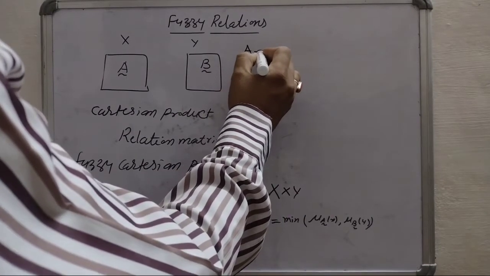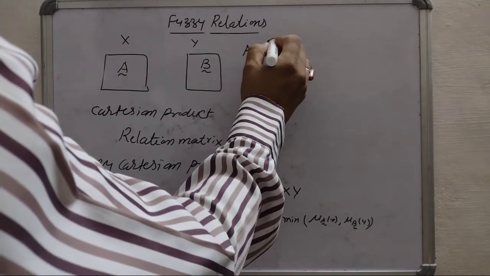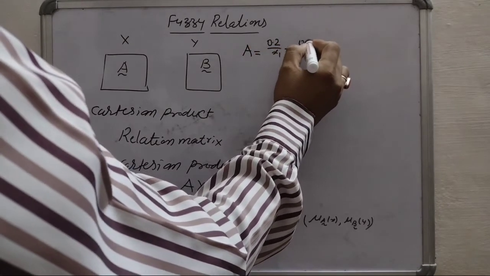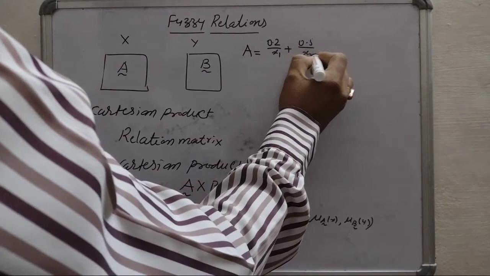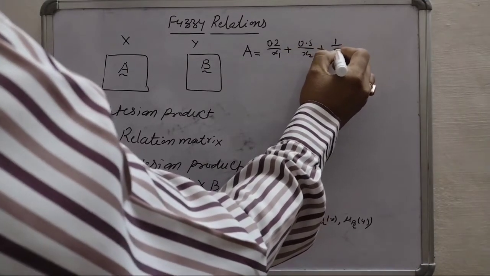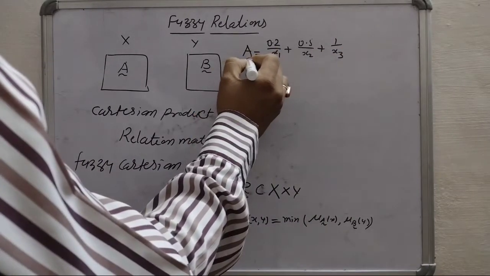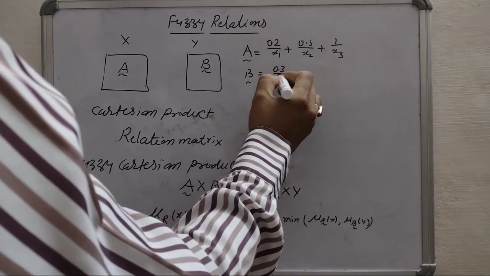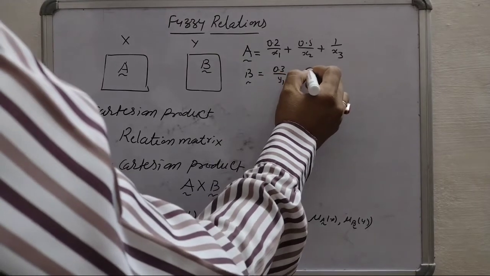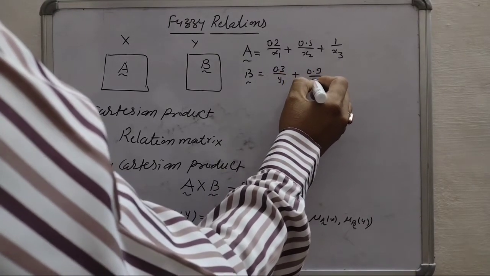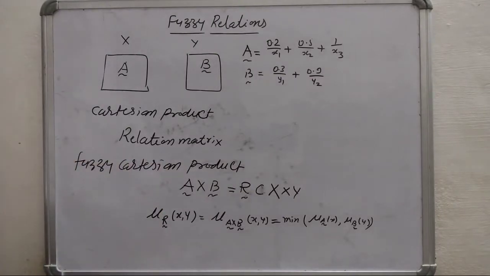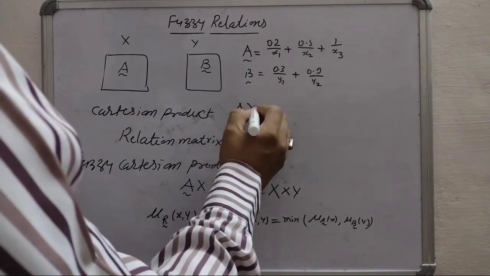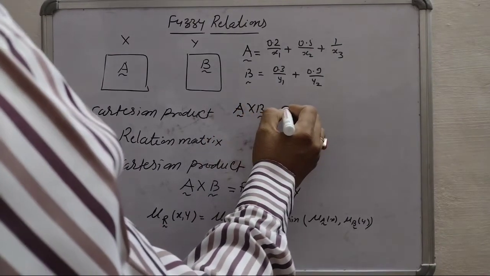Suppose A is given as 0.2 upon x1 plus 0.5 upon x2 plus 1 upon x3, and fuzzy set B is given as 0.3 upon y1 plus 0.9 upon y2, and we have to find the fuzzy Cartesian product. So this fuzzy Cartesian product equals R.